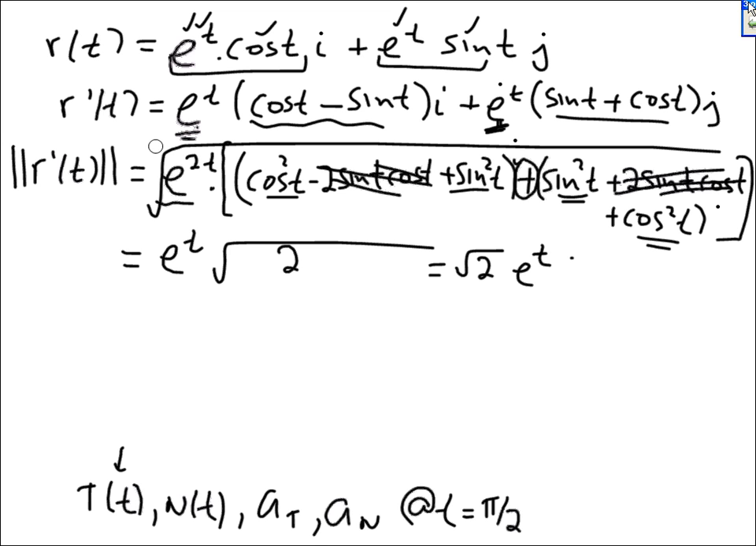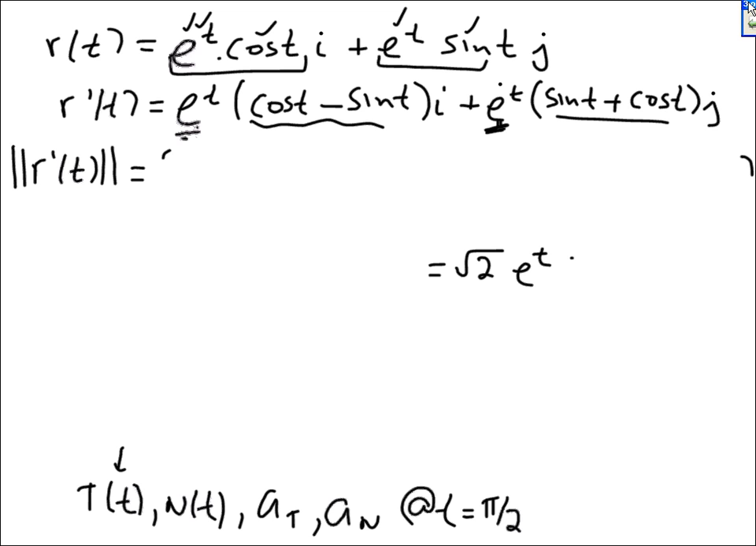Now, I'm just going to write that result a little bit higher so I don't forget it. I have very poor memory. It's the square root of 2 times e to the t.